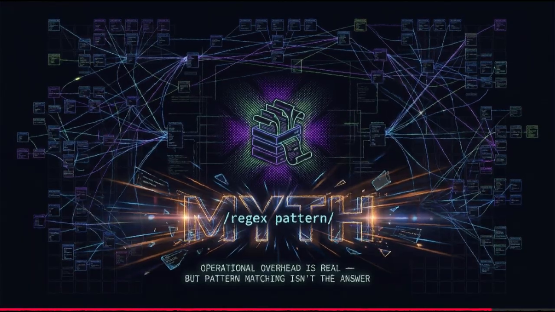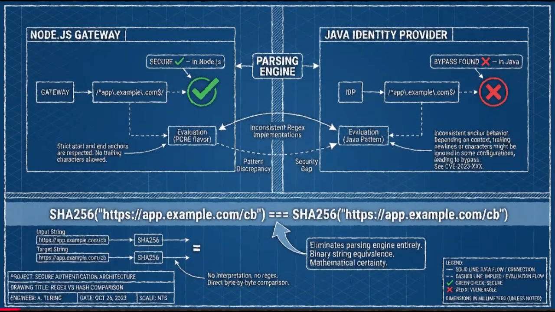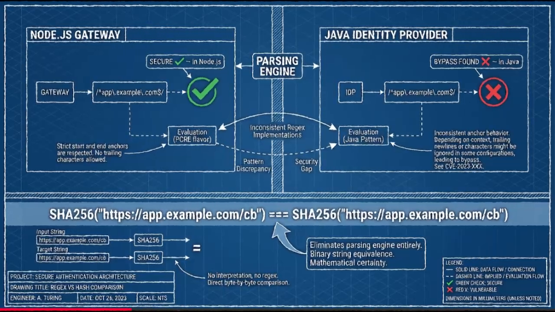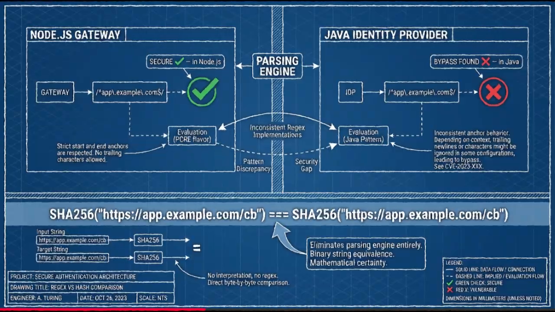Because secure pattern matching at scale is a myth. Really? A myth? Absolutely. Regular expression parsers differ across programming languages. A Regex pattern that securely validates a subdomain in a Node.js gateway might contain a bypass vulnerability when evaluated by a Java-based identity provider. Oh, I hadn't thought about cross-language Regex discrepancies.